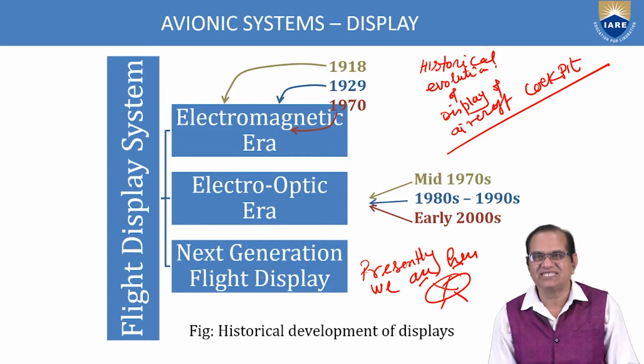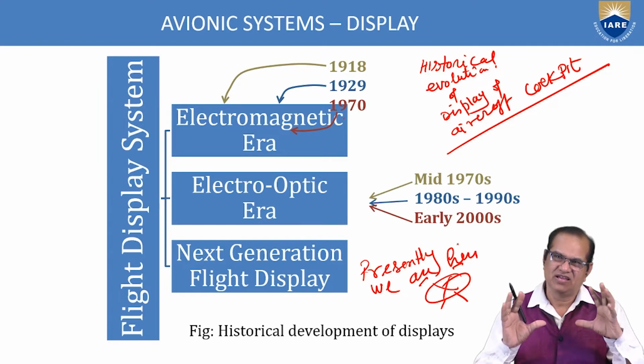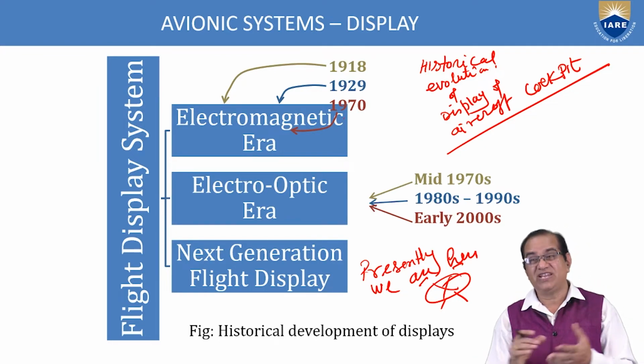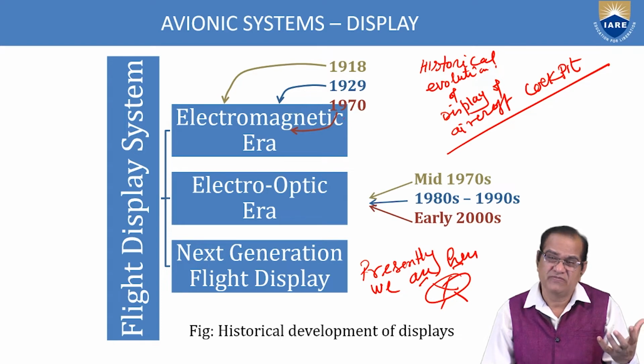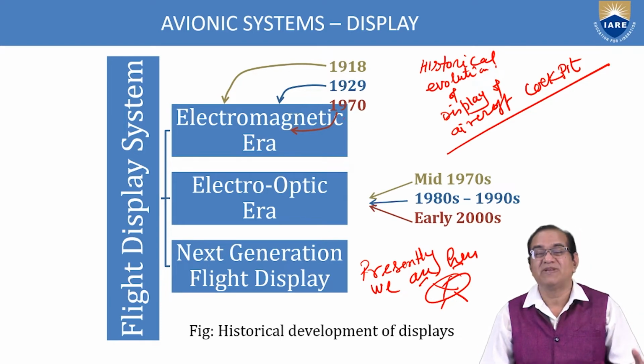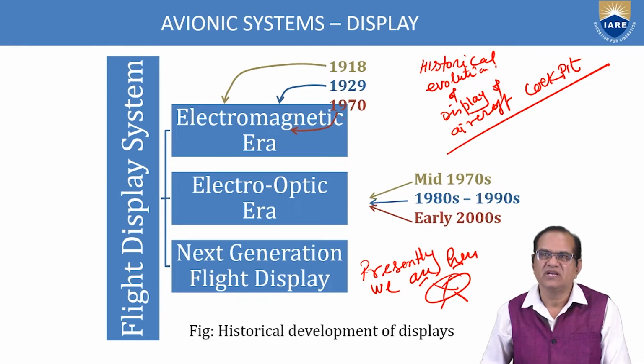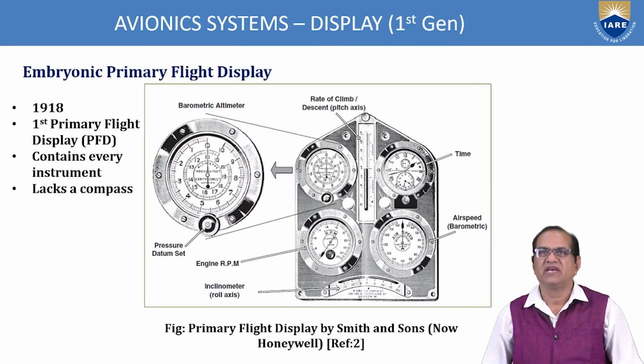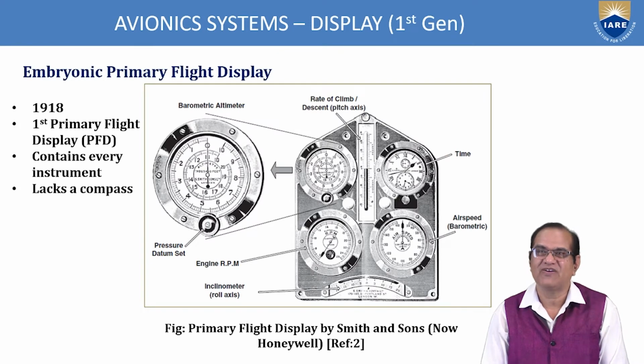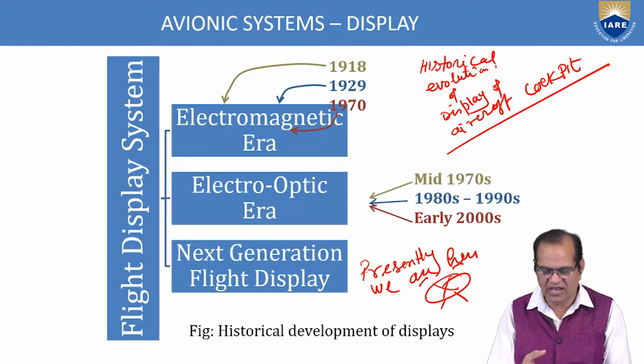Now we have the next generation flight display. We are presently in this, and here very nice and very powerful, very safe systems, very pleasant displays are there. Their appearance is also very good, and their functioning is also very good and accurate. So now we are in the age of next gen flight display. Here I want to talk about the first generation, our electromagnetic era before 1970.